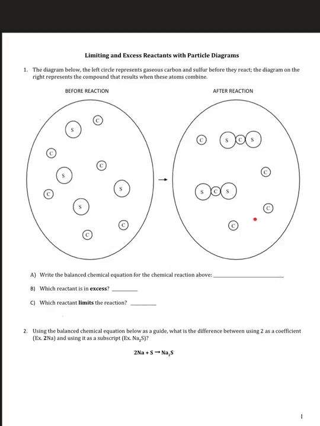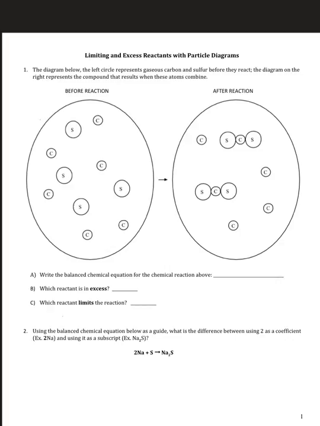And these carbon atoms have not become products. Remember, this is the product right here. So if they haven't become products, what are they? Well, they're the excess reactant. They're the reactant that had been left over after the chemical reaction was completed. So now let's jump down to 1A, and we're going to write the balanced chemical equation for the chemical reaction shown above.